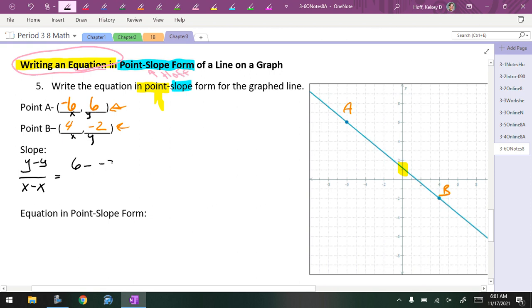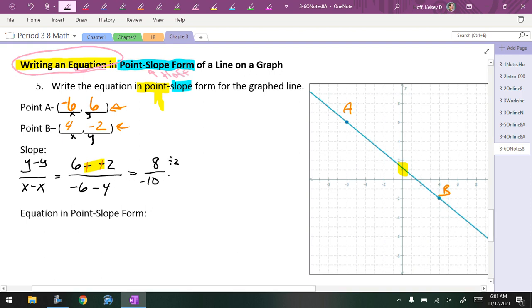6 minus negative 2, negative 6 minus 4. When I have two negatives next to each other, I'm actually adding. So I end up with 8. Negative 6 minus 4 is negative 10. Ms. Hoff always says negative on the top. Put the negative on the top.